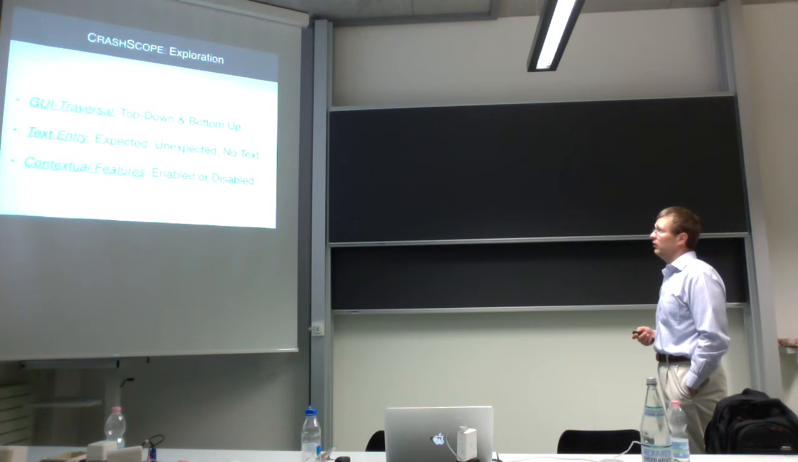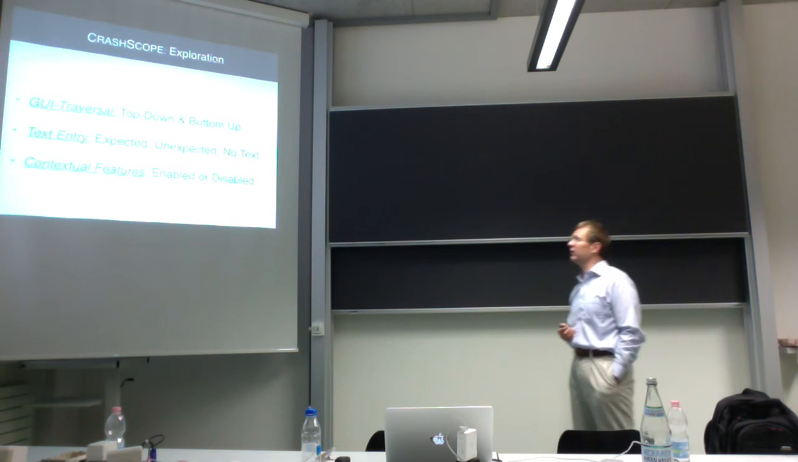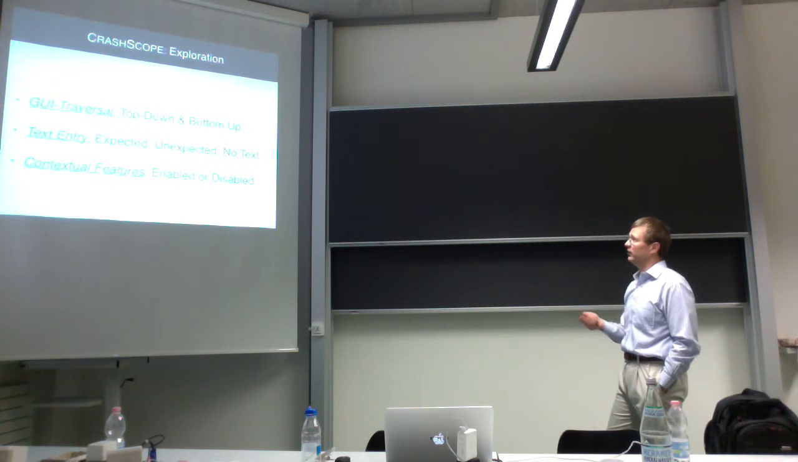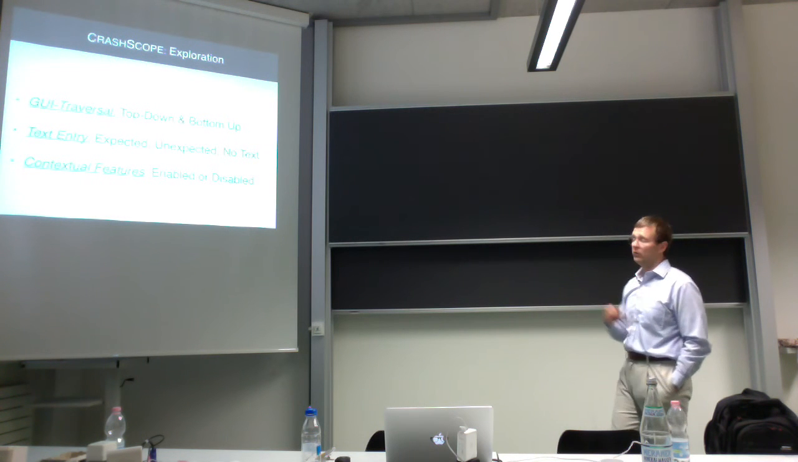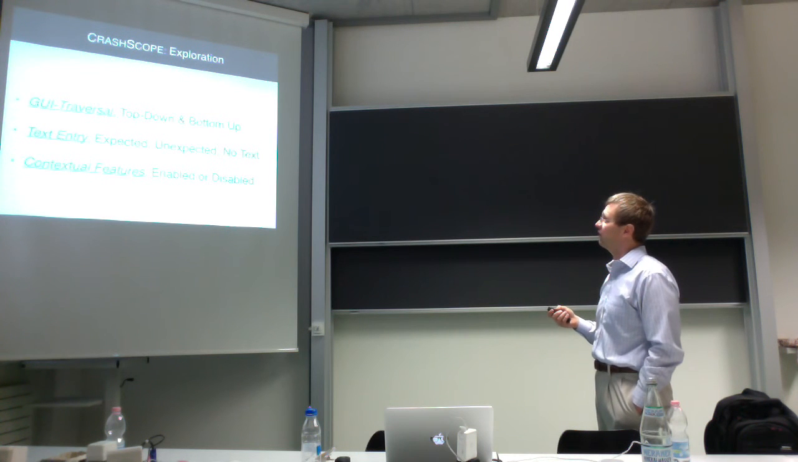And just to give you a few ideas of what we're able to do with CrashScope, we have different strategies that we designed to traverse applications. Of course, we can traverse them in top-down and bottom-up fashion. We can also handle text, and we are also doing contextual features with random inputs, and we are also enabling and disabling some of the contextual features.